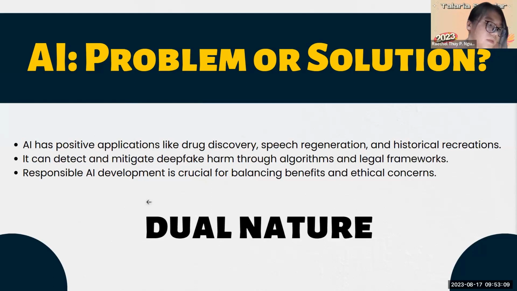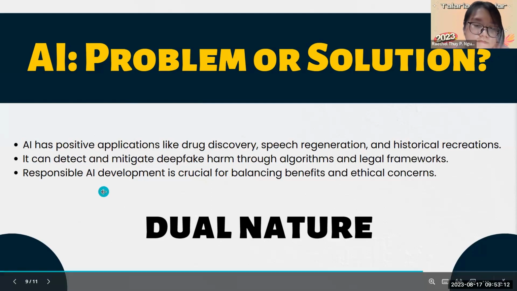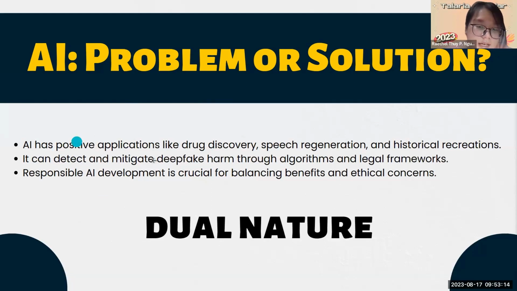So the answer lies in its dual nature. AI has incredible potential, aiding drug discovery, speech regeneration, historical recreations, and other things. AI-driven algorithms can identify deceptive content, and legal frameworks can hold wrongdoers accountable. Responsible AI development is essential. By finding the right balance, we can reap the benefits while mitigating potential harms.